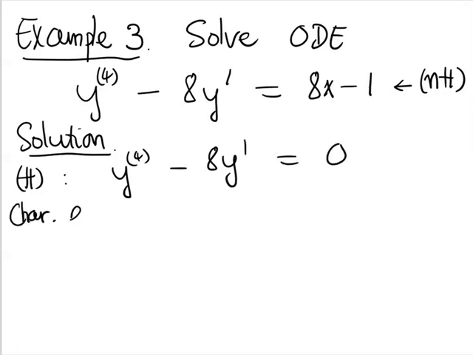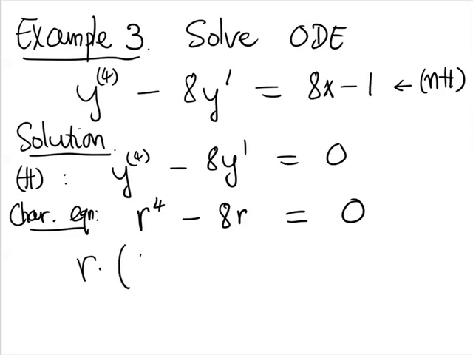So the characteristic equation, r to the 4th minus 8r equals 0. As I mentioned in the previous lecture, whenever we solve a characteristic equation, we should try to see if direct factoring works. And in this case, it does work because we have the common factor r. So factor it out first. r times r cubed minus 8 equals 0.